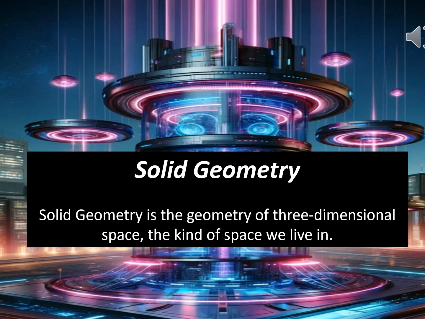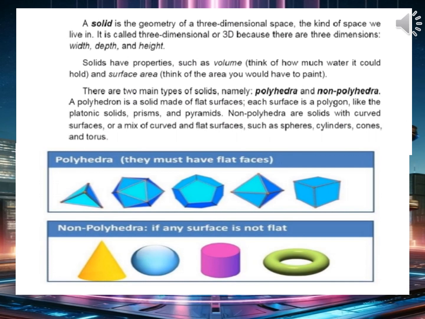Solid geometry. Solid geometry is geometry of three-dimensional space, the kind of space we live in. It is called three-dimensional or 3D because there are three dimensions: width, depth, and height. Solids have properties such as volume, think of how much water it could hold, and surface area, think of the area you would have to paint.